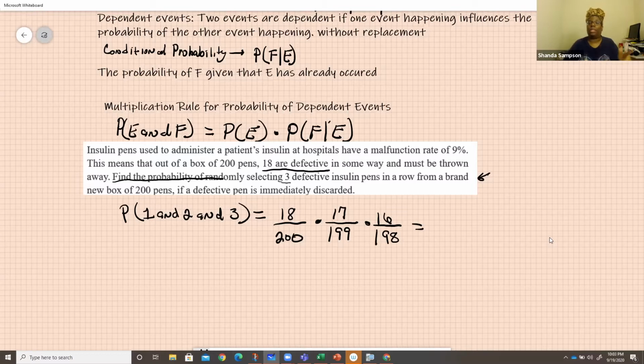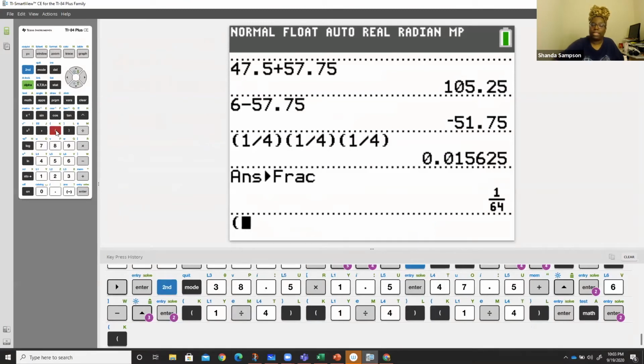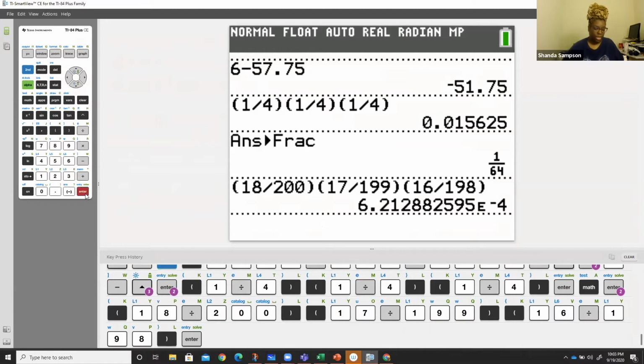You chose 1, 2, and 3. Again, I'm going to use decimals all the time because that's what the calculator is going to give me. So the first one was 18 out of 200. The second one was 17 out of 199. And the third one was 16 out of 198. And what's my answer? Now, what the heck is that? What is that E negative 4, 6.22? What is that craziness right there? E negative 4 is scientific notation for your calculator saying that your decimal place needs to go 4 places to the left, okay?